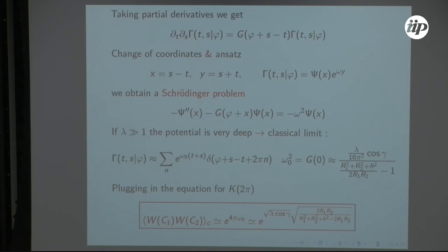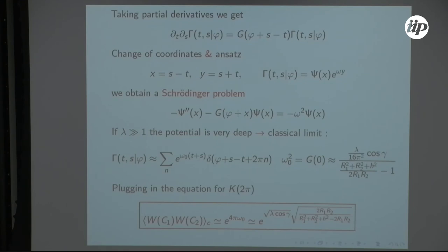So you have a very deep potential. So the ground state is going to be just the particle sitting at the minimum at the bottom of the well, and the energy W, where W squared plays the role of the eigenvalue, is just the depth of the well, which is some function of lambda hat and these parameters.